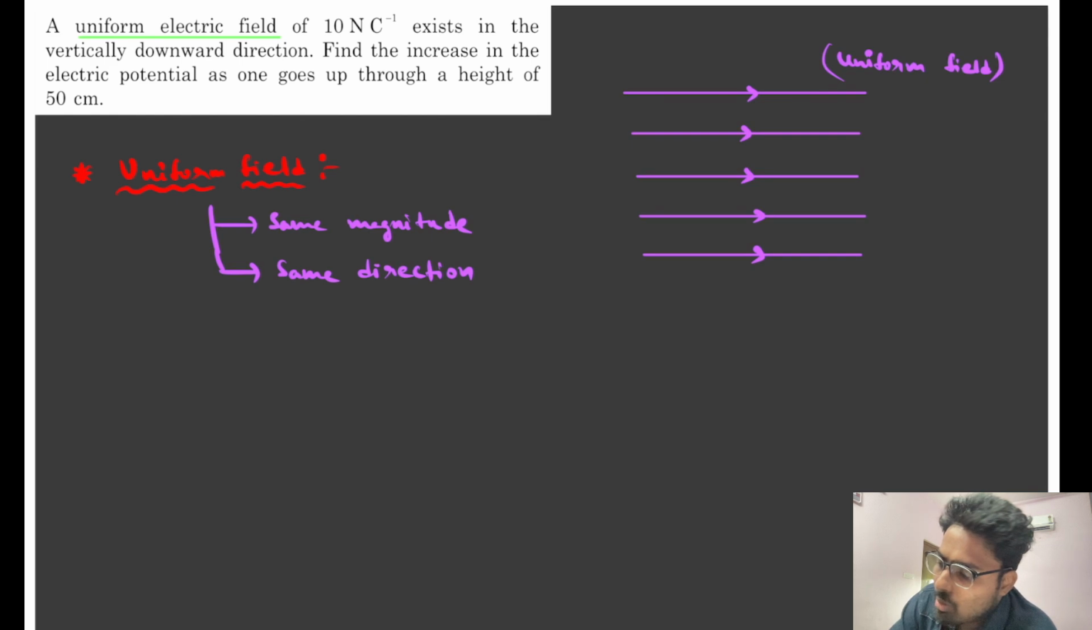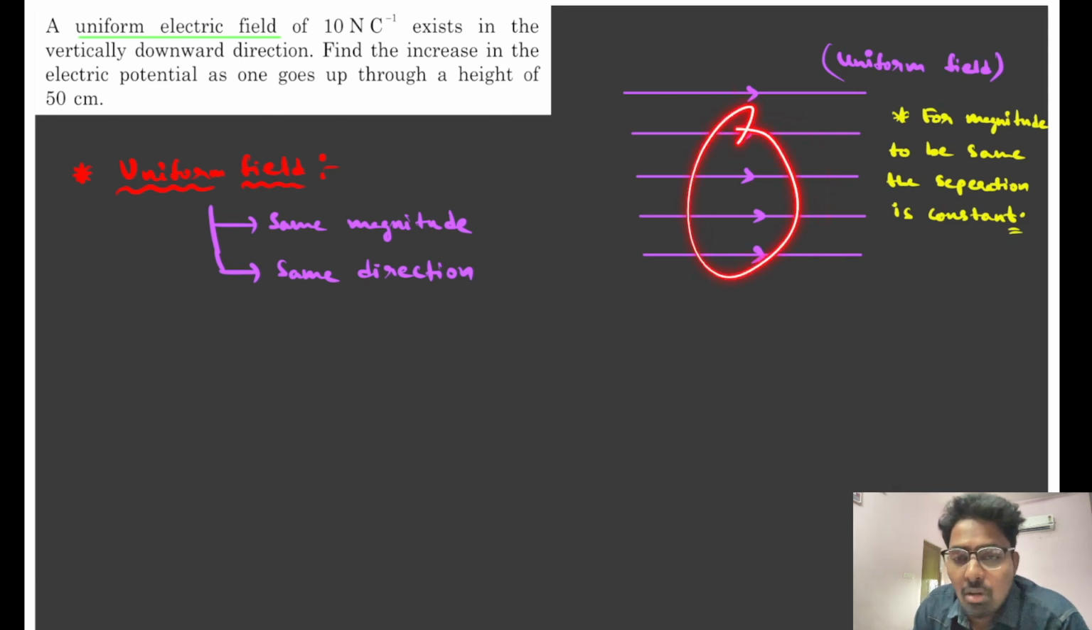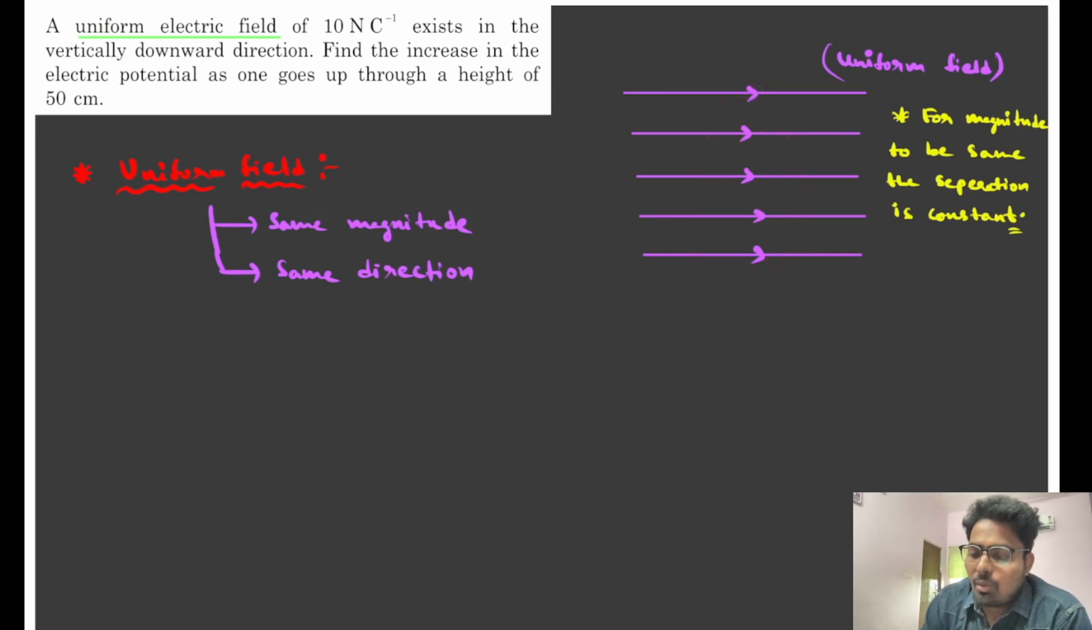And for the magnitude to be the same, here I'm writing the important thing: for the magnitude to be the same, the separation must be fixed. The separation is constant. The separation should remain constant between these field lines. Then only you'll be telling this as a uniform electric field. Okay, uniform electric field.